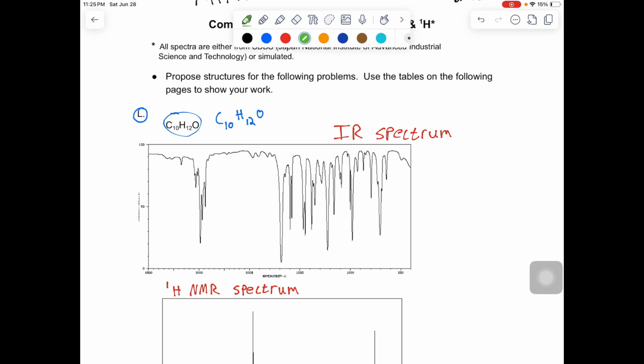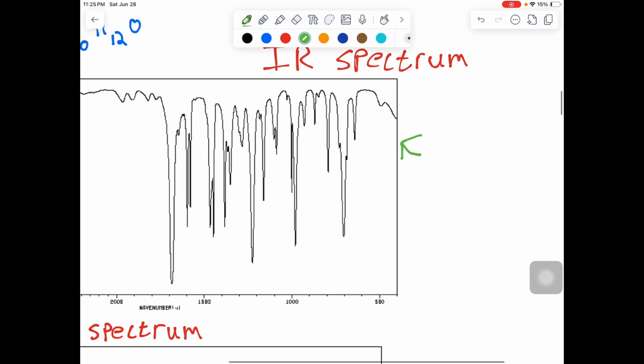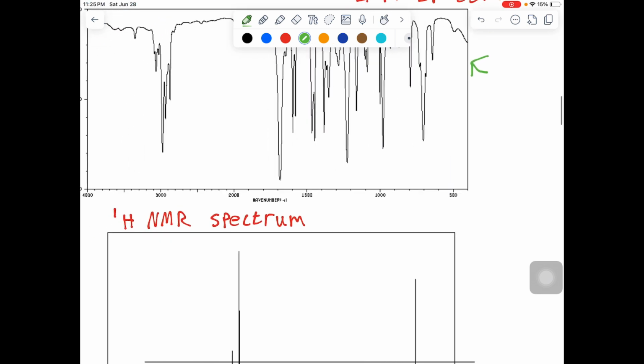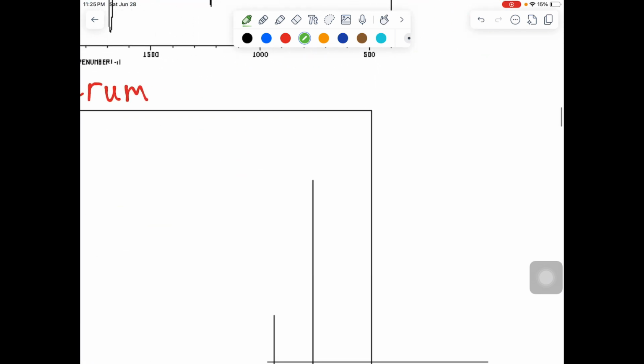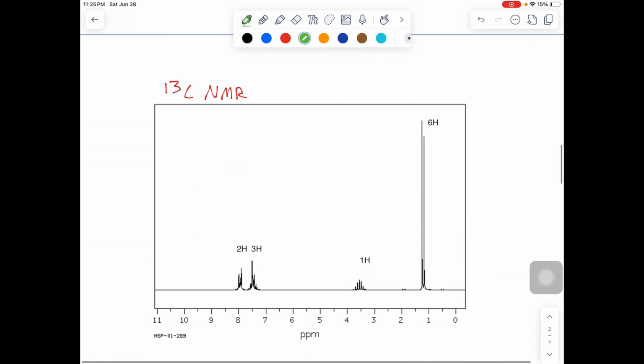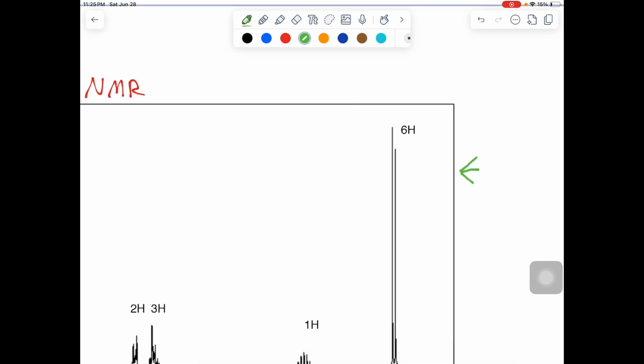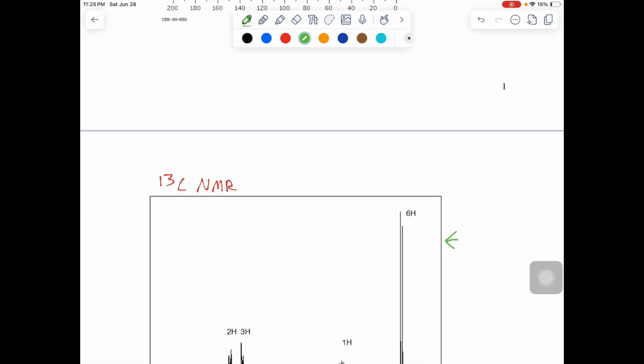Alright, so moving on. As we can see here, all of these are spectrums. The first one that we could see here is going to be the IR spectrum. We also have the proton NMR, which is right here, and also the carbon-13, which will be the last one right here. It's really important that all of these spectrums correspond to the same molecule.